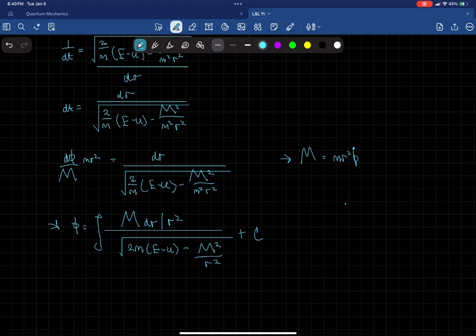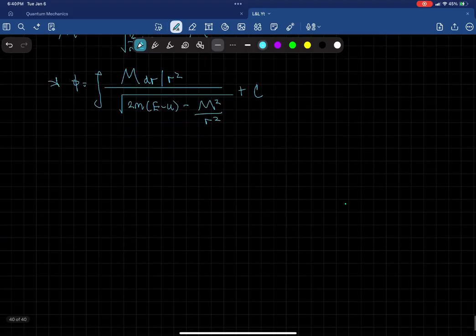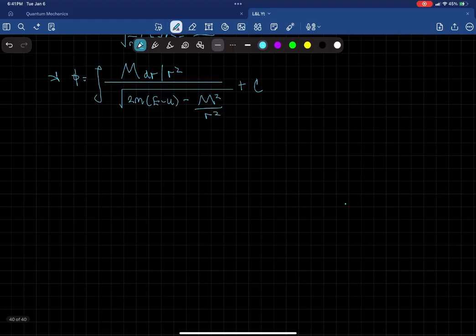And the energy equation shows that the radial part of the motion can be regarded as taking place in one dimension in a field where the effective potential energy, so the potential energy affecting the whole motion, I will note that as the effective potential energy, is going to be equal to U of r plus M squared over 2 m r squared.